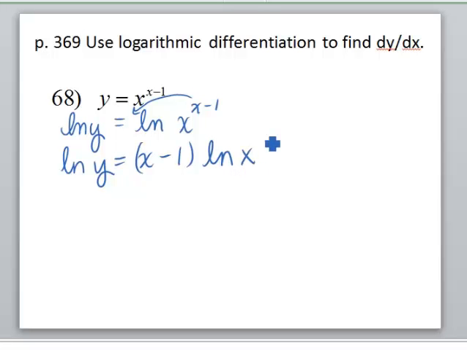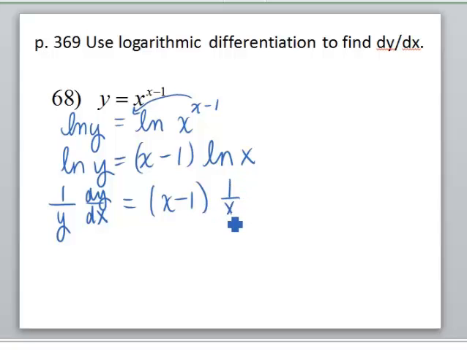Now that I've rewritten it, I'm going to go ahead and find the derivative with respect to x. So the derivative would be 1 over y dy over dx, because it's not an x, I have to remember to write the dy over dx, equals, I have a product rule here. So I've got first times the derivative of the second plus the second times the derivative of the first, which would be a 1.